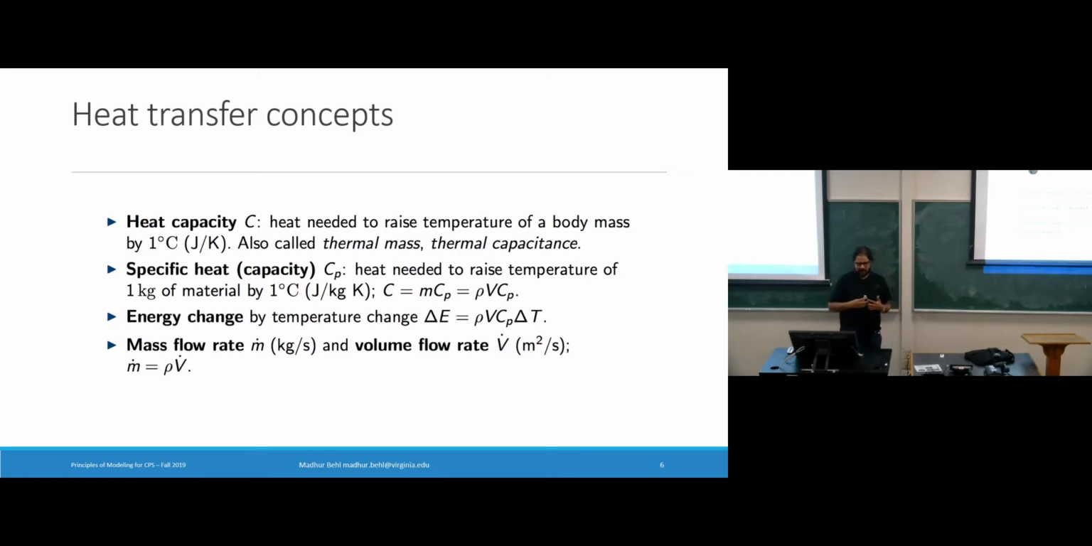Mass flow rate is, as the name suggests, just the rate of change of mass per unit time. So whenever there's the notion of rate, it's usually with respect to time. Sometimes it could be with respect to other variables as well.